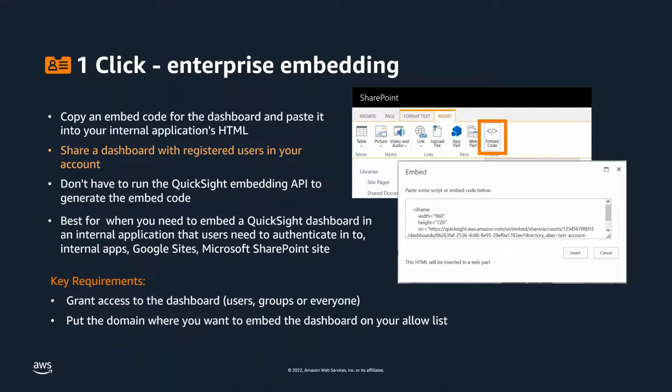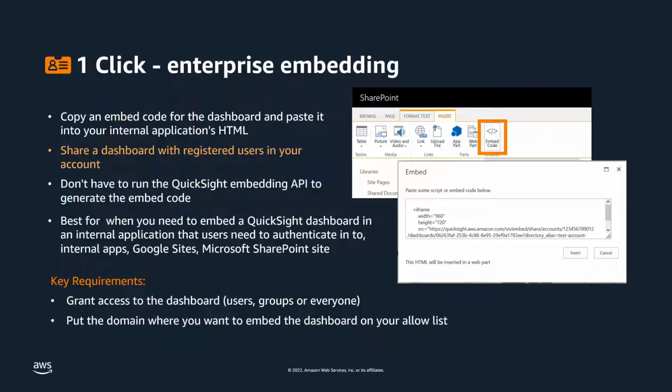When users and groups who are in your QuickSight account and have access to the dashboards access the internal application, they'll be prompted to sign in to the QuickSight account with their credentials. After they are authenticated, they can access the dashboard on the internal page. If you have single sign-on enabled, the users won't be prompted for a sign-in, and they will be taken directly in, and you should be able to see the insights on the embedded portal itself.